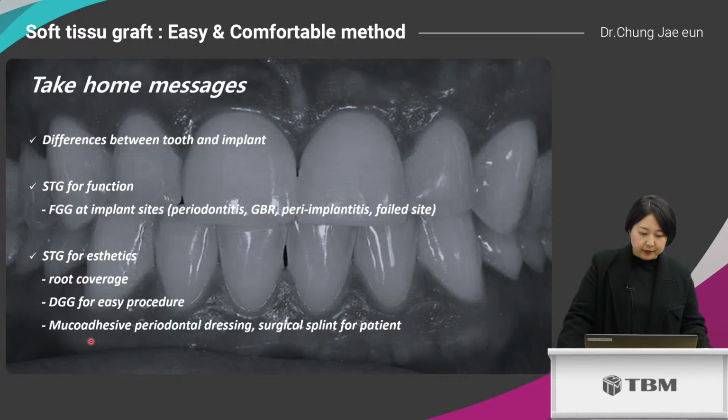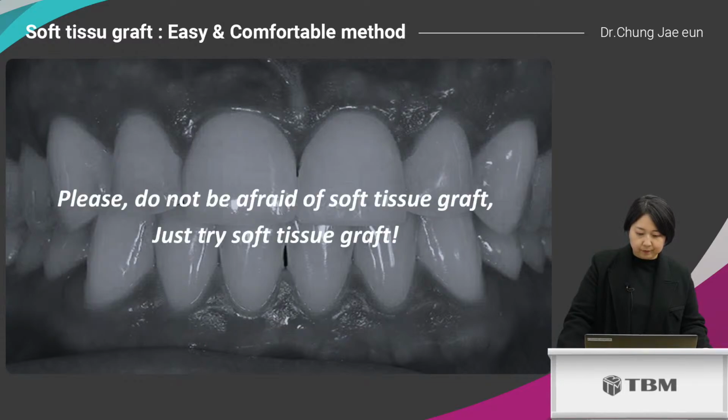Applying mucoadhesive periodontal dressing and a surgical splint is very helpful. If a soft tissue graft is performed with a proper procedure for a proper indication, and proper treatment is applied to the surgical site, especially the donor site, patient discomfort can be greatly reduced and predictable treatment results can be obtained. Do not be afraid of soft tissue grafts, but actively try them.